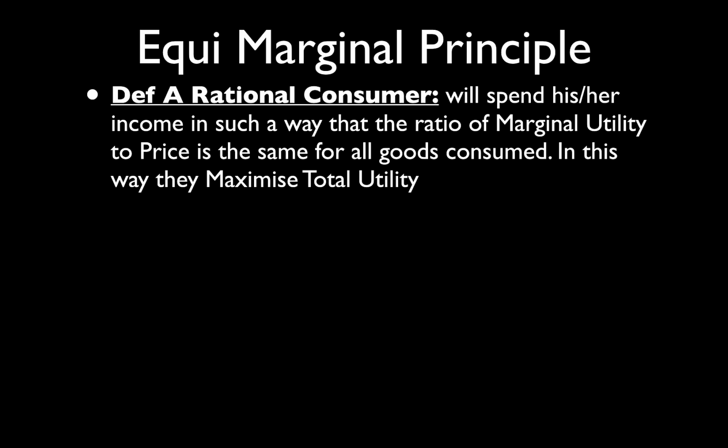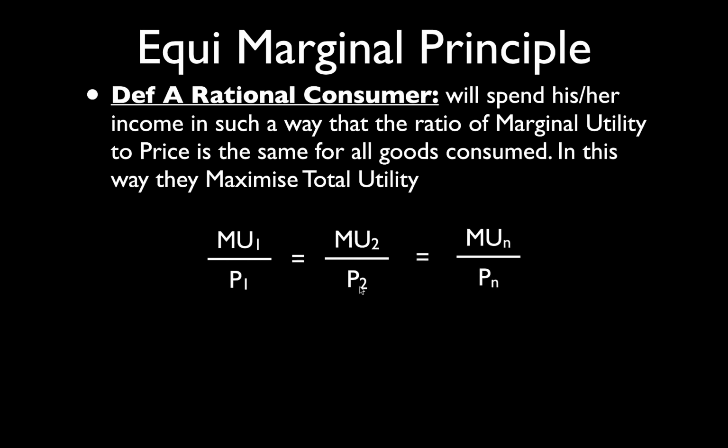A rational consumer will spend his or her income in such a way that the ratio of marginal utility to price is the same for all goods consumed. In this way, they maximize total utility. This is also explaining that bit about the substitution effect, because we're talking about MU1 over P1 equals MU2 over P2 equals MUN over PN. A consumer will spend their money in such a way where the marginal utility divided by the price is the same for all goods consumed.